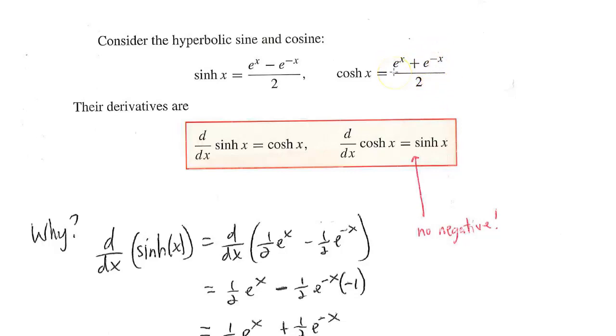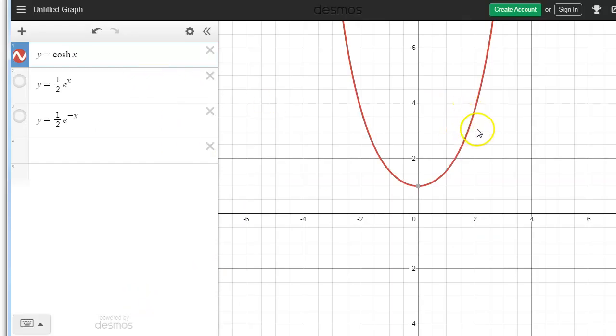Now, if x is a big negative number, e to the x will be tiny, right? So if x is like negative 100 or negative a million, this will be tiny. So the graph will start looking like e to the negative x over 2. So if we look at Desmos, the graph of cosh of x is right here. Notice it almost looks like a parabola. It's actually not a parabola. But if we graph 1/2 e to the x, that's in blue here. Notice the further we go to the right, the more this cosh of x starts looking like this 1/2 e to the x. And if we graph 1/2 e to the negative x and we go further to the left, the graph looks more and more like that.